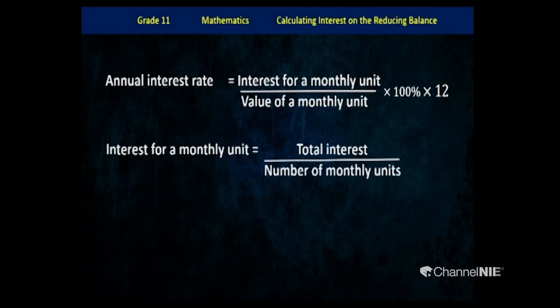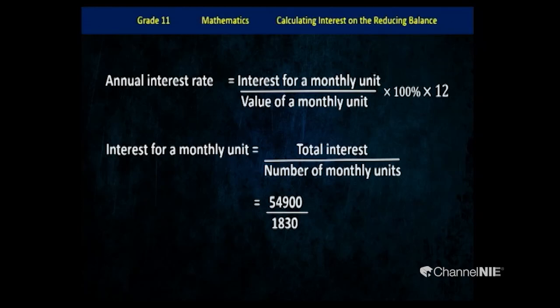Let's see. Interest for a monthly unit. You can find the interest for a monthly unit by getting the total interest and dividing it by the number of monthly units. Now you can remember, in our earlier calculation, this is the same question. For the same question, I am proposing another method.